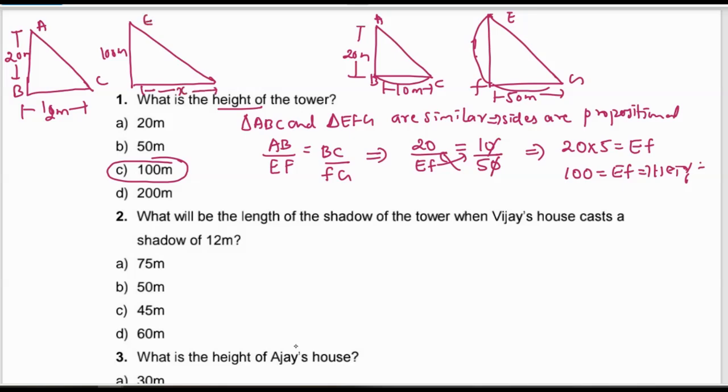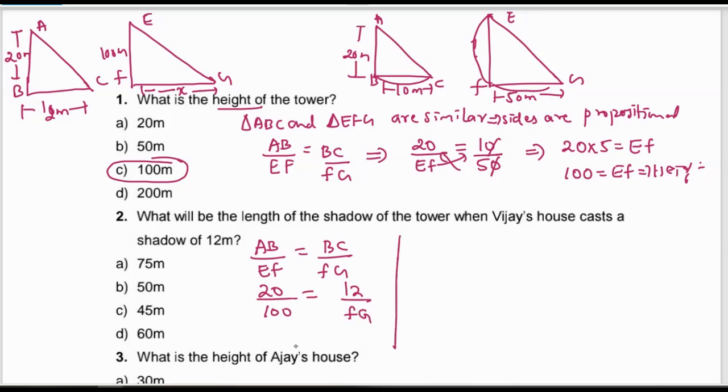So here we can take E, F and G. Triangles ABC and EFG are similar triangles, so the sides are proportional. AB divided by EF equals BC divided by FG. AB is 20, divided by 100, equals BC which is 12, divided by FG. So that is the shadow.